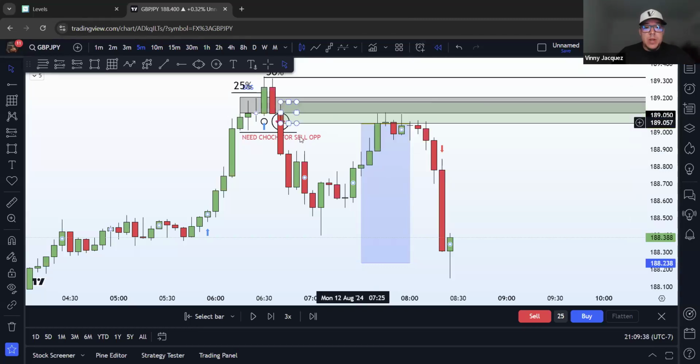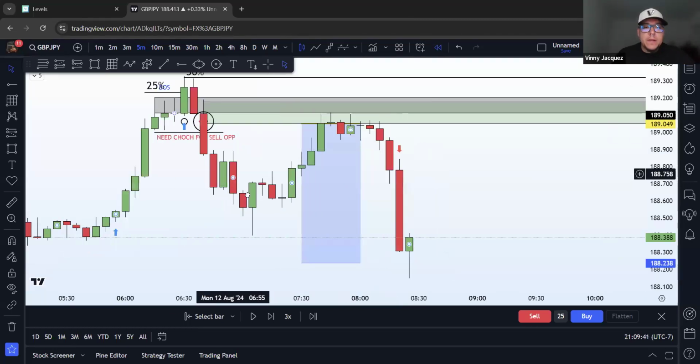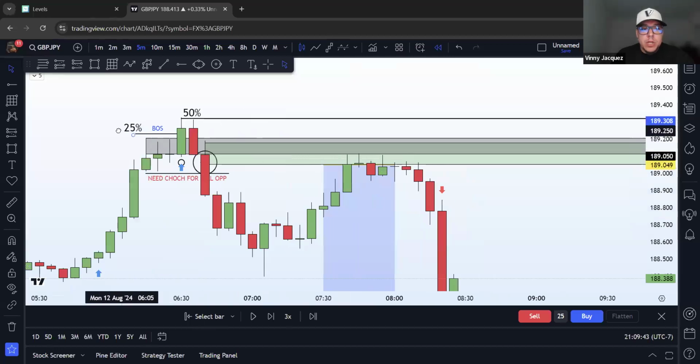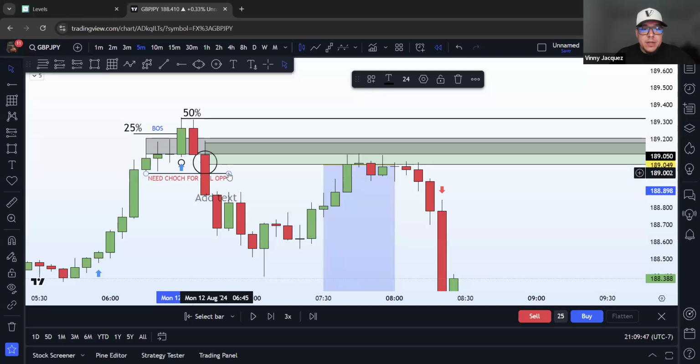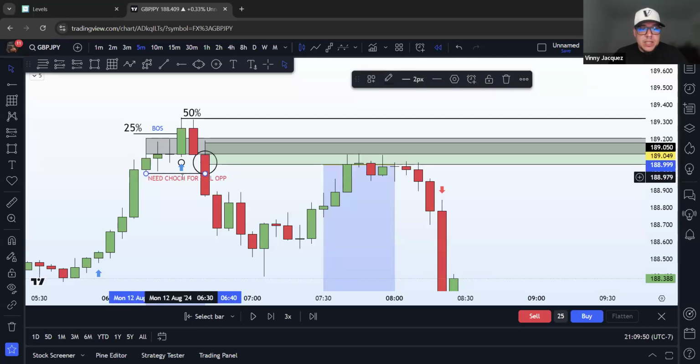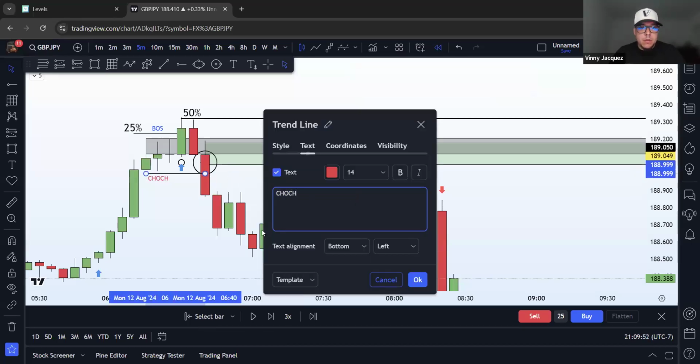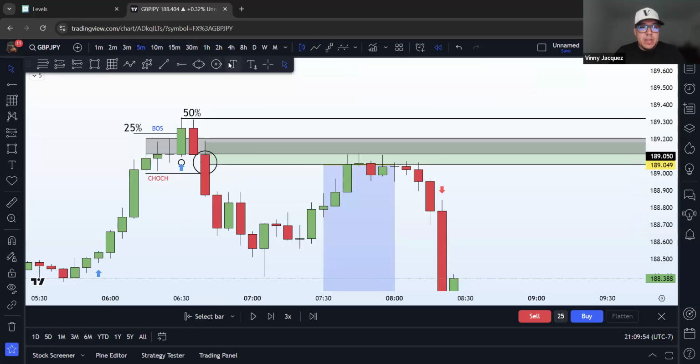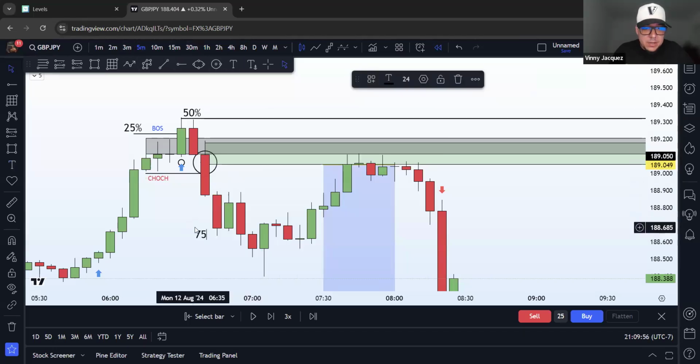Yes, Josh, that's right there, super clean. When you wait for everything, guys, super clean. 25%, 50%. The change of character, let's update this because we got the change of character. Boom. Now that change of character gives us 75%.